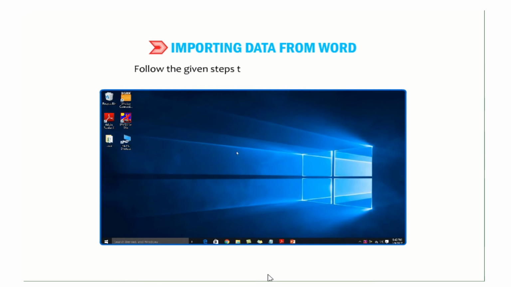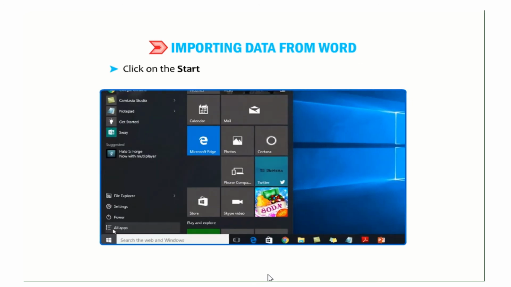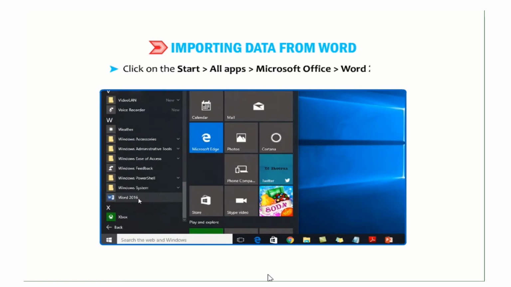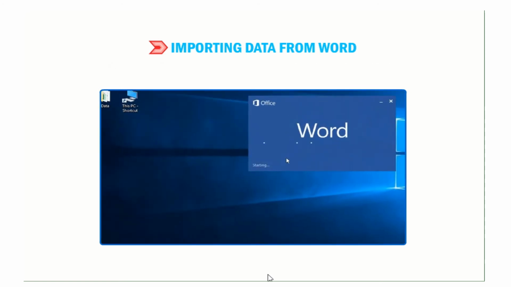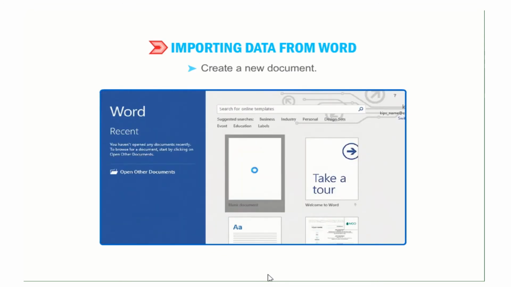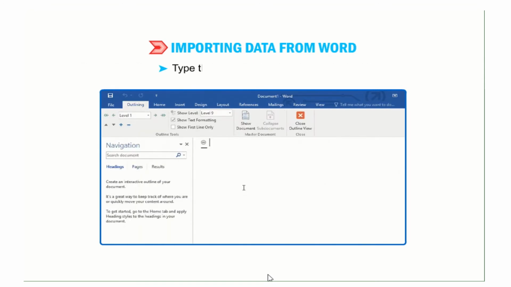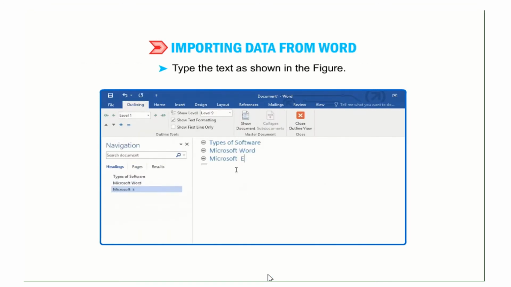Follow the given steps to import data from Word file. Click on the Start, then go to All Apps, then go to Microsoft Office, and then go to Word 2016. Create a new document. Select the View tab, then click on the Outline button in the Views group. Type the text as shown in the figure.